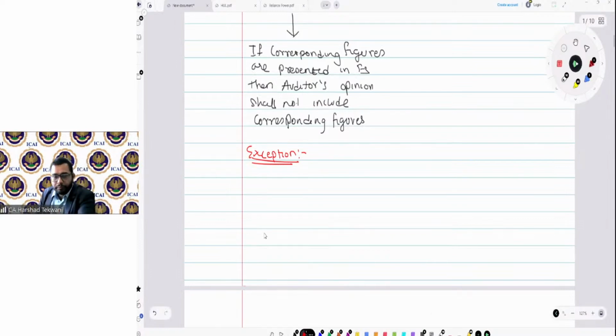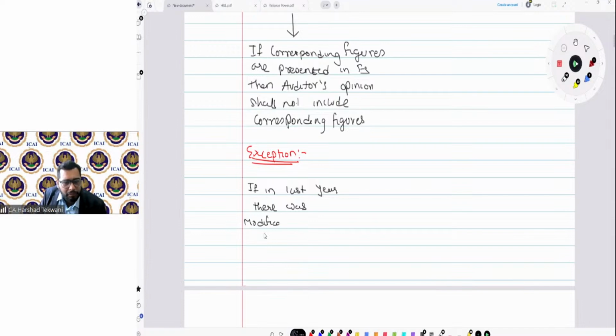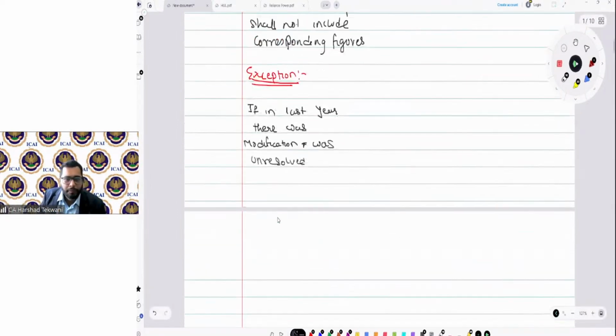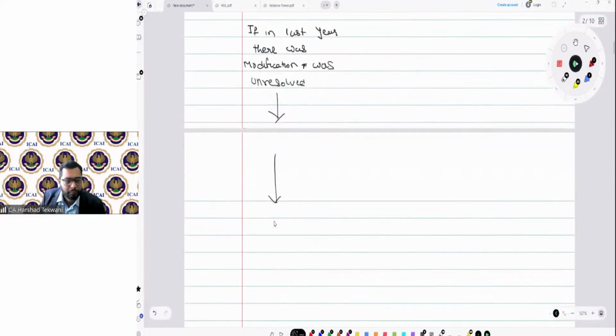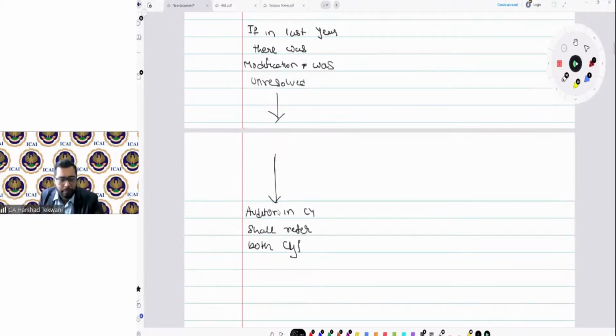So if in the last year there was a modification and it was unresolved, then the auditor in the current year shall refer to both the current period, current year figures, and the corresponding numbers, corresponding figures.